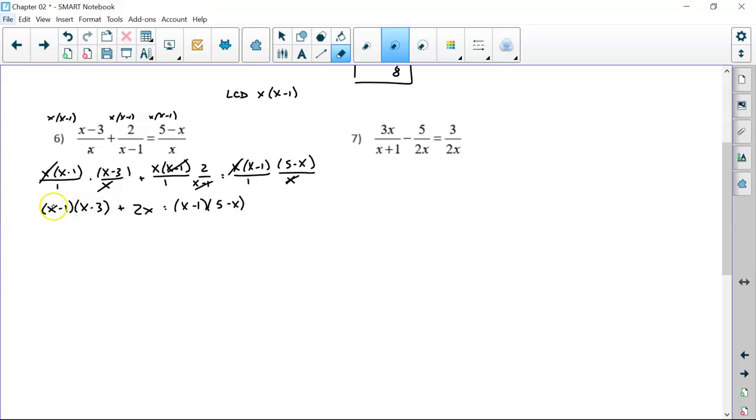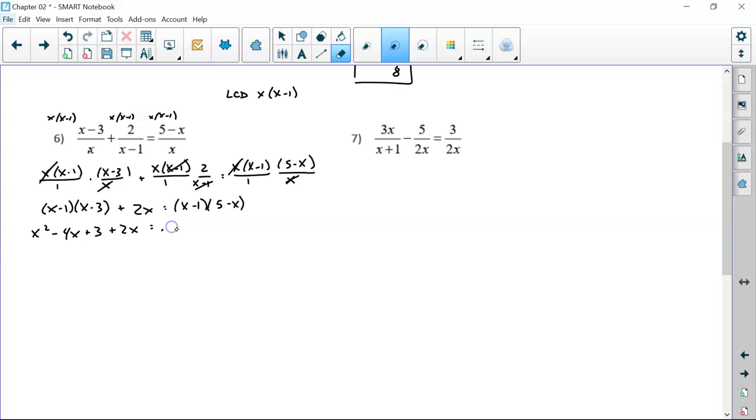So when we multiply x minus 1 and x minus 3, when you multiply and simplify, you get x squared minus 4x plus 3 plus 2x. And when you multiply over here, you're going to get x squared.